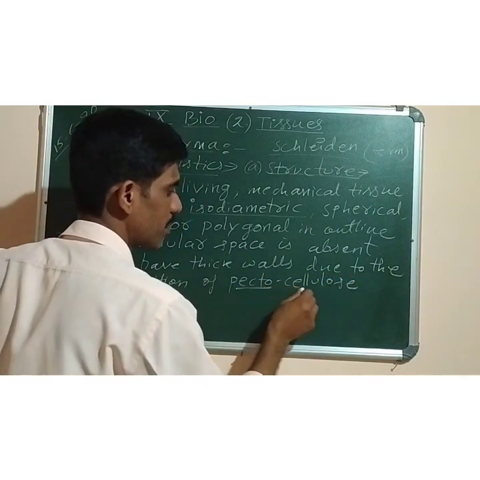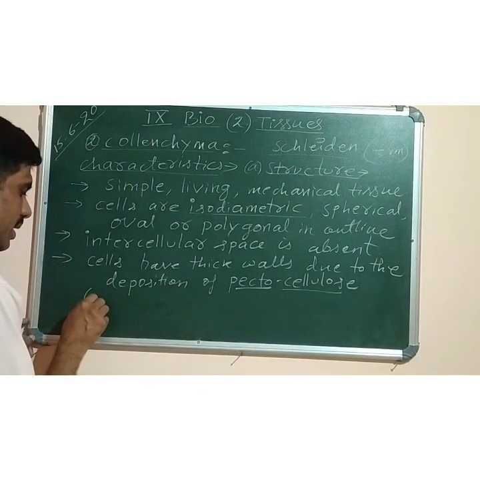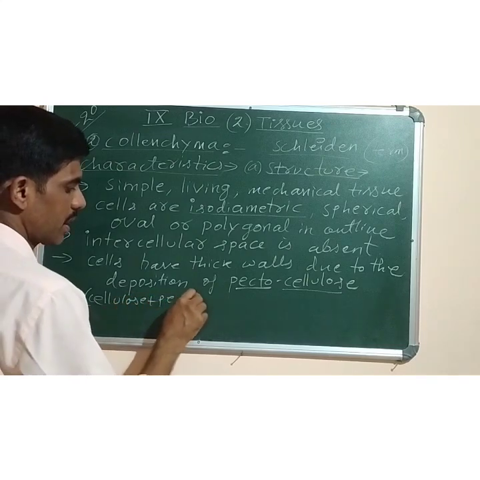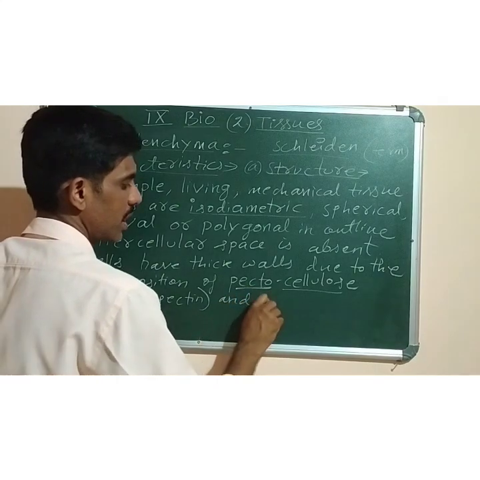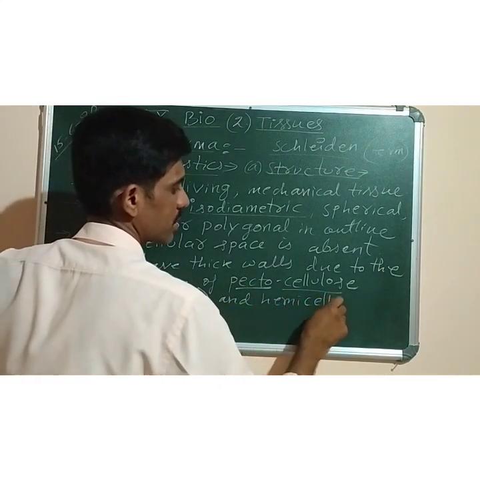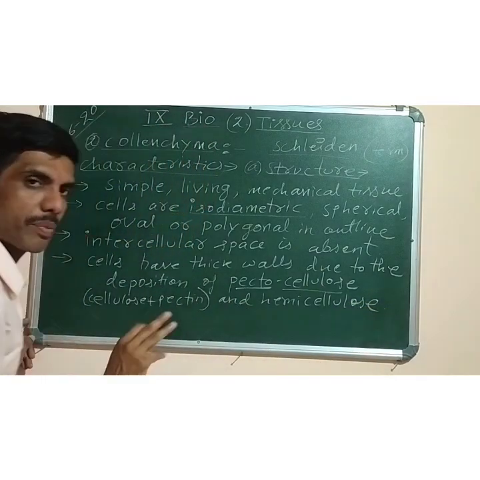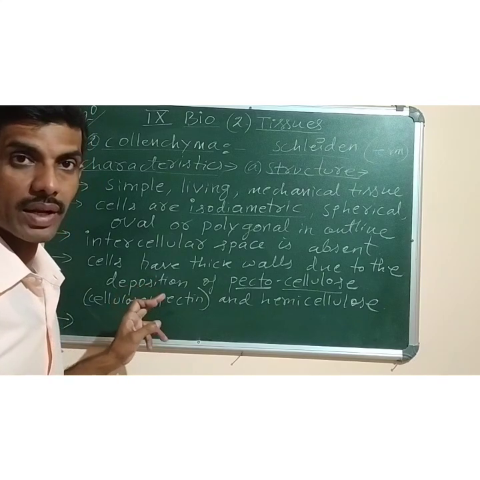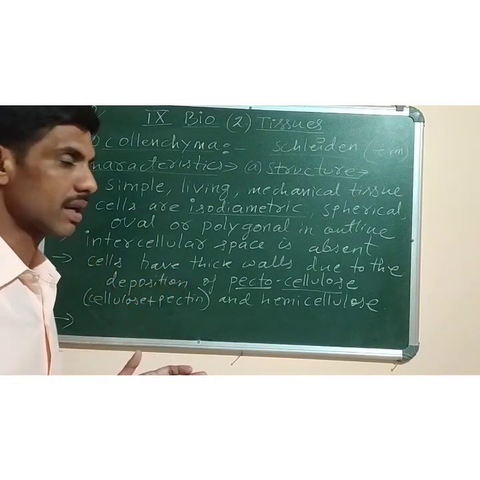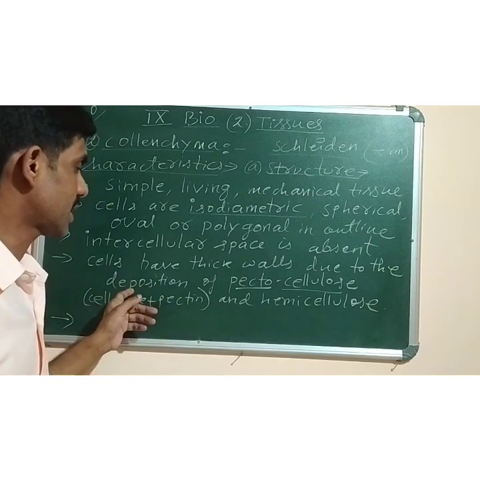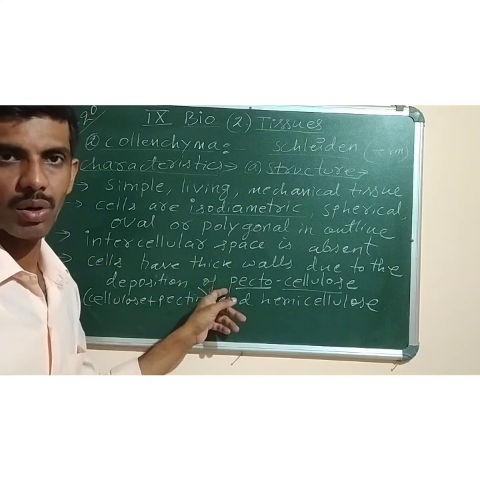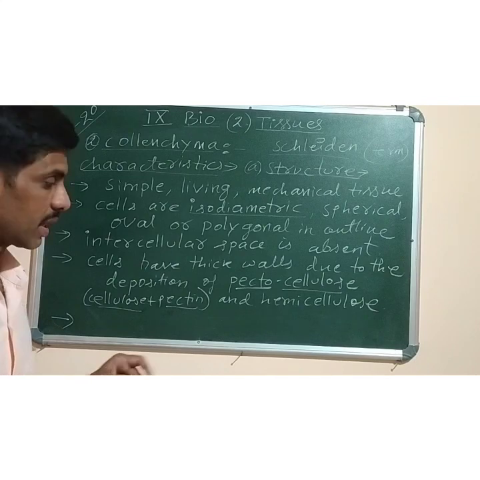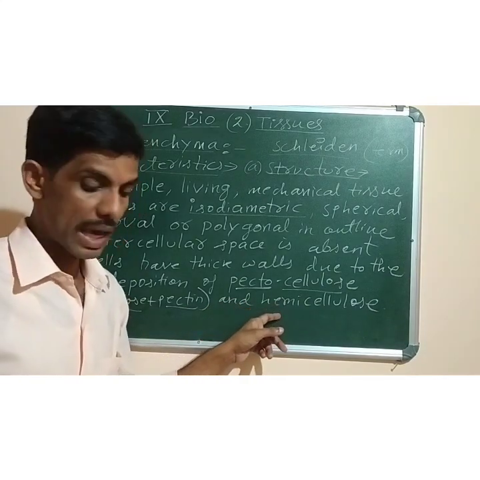Pectocellulose means, here two words are there, pecto and cellulose, means cellulose plus pectin. Both of them are present. And hemicellulose is also there. Lignin is not present, so lignin is absent here. In case of collenchyma cells, the cell walls have thick corners. It is due to the presence or deposition of pectocellulose. I said pectocellulose stands for cellulose plus pectin. Two compounds are there, and the second compound which is there, that is hemicellulose.